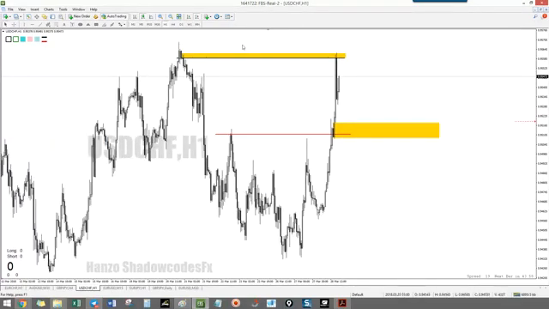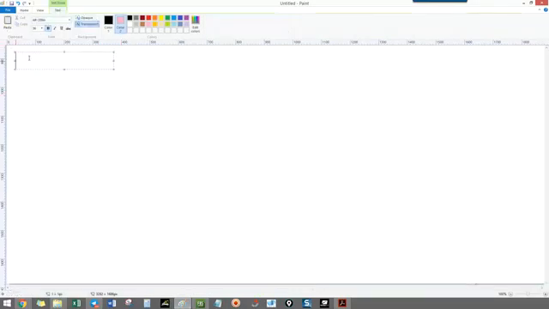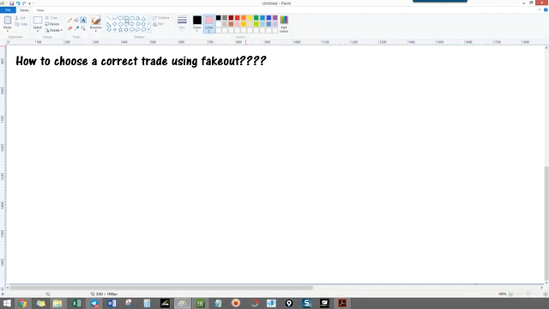Okay, so for example, for fake out fail, why does fake out fail? I will draw here. How to choose a correct trade using fake out. Remember, this one is based on market structure also.